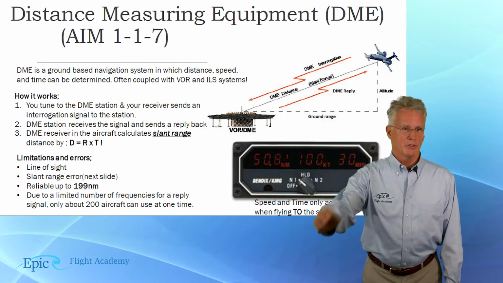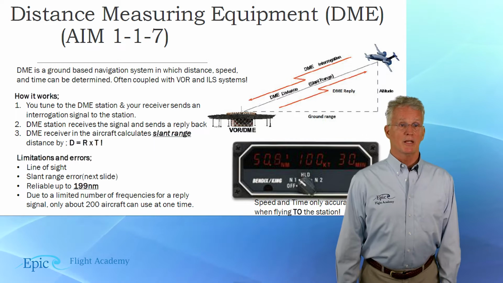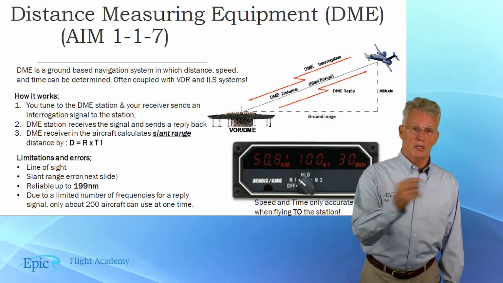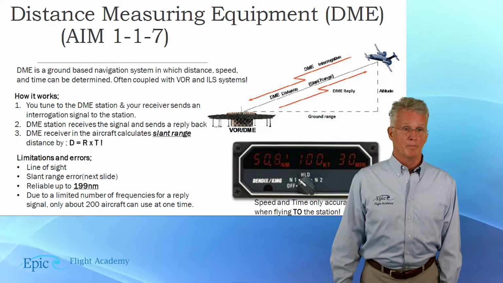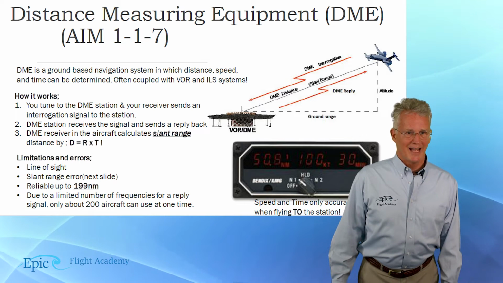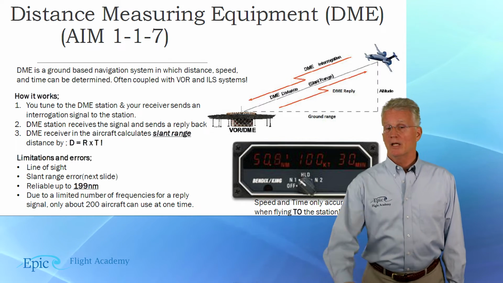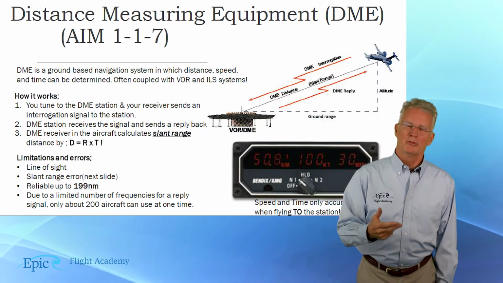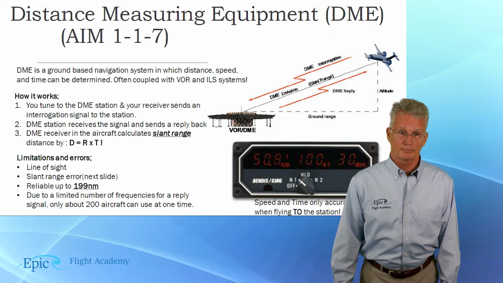Now, the way it works is you tune to that DME station and your receiver sends an interrogation signal to the station. The station receives it and sends it back. You can see that here in our graphic. Now, the DME does have some limitations and a couple of errors. Its limitation is line of sight, and it's reliable up to approximately 199 nautical miles.